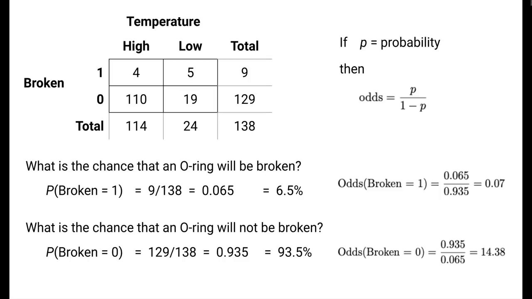The odds of an O-ring being not broken is the chance of it not being broken, which is 0.935, over 1 minus that chance, which is 0.065. This odds is 14.38, which tells us that an O-ring is 14.38 times more likely to not be broken than to be broken. So, odds are a useful way of telling us how much more likely something is to happen than not happen. And they will feature more extensively soon when we consider new types of regression models that are appropriate for binary response variables.